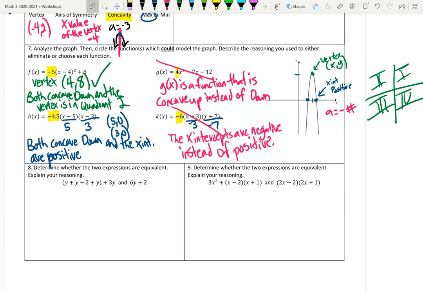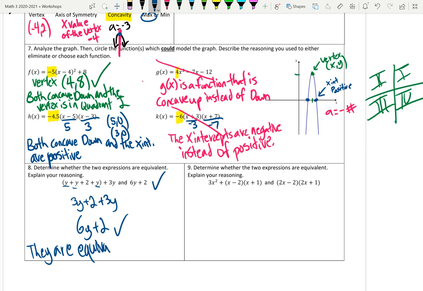Okay, for number 8, the last thing to do is see if these are equivalent. Use your skills, put them together, combine like terms. 3y plus 2 plus 3y is 6y plus 2. It's matched. They are equivalent. What did I do? I combined like terms.